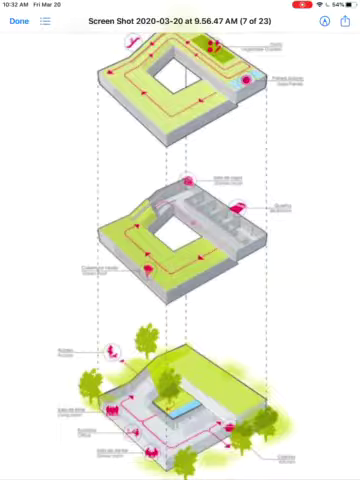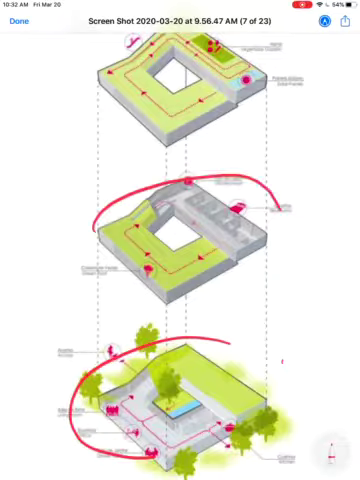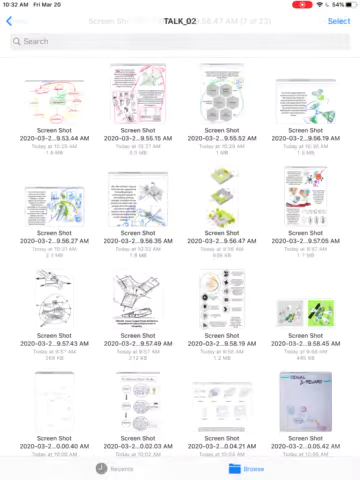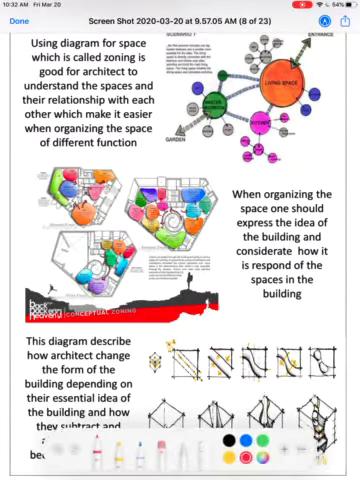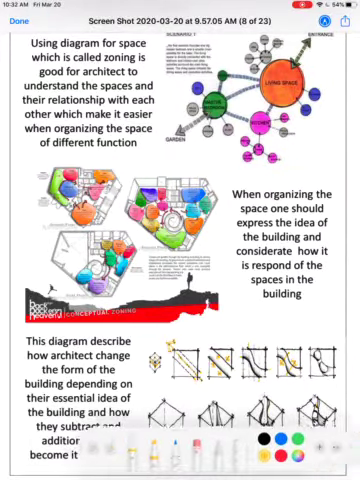Another diagram is also based on circulation and how you approach the building from different users. As you can see, it's more like an axonometric view, but exploded, where you can see the different layers, the levels of your building. And then you have here more like the bubble diagrams.